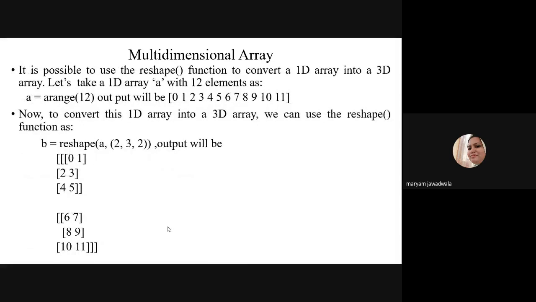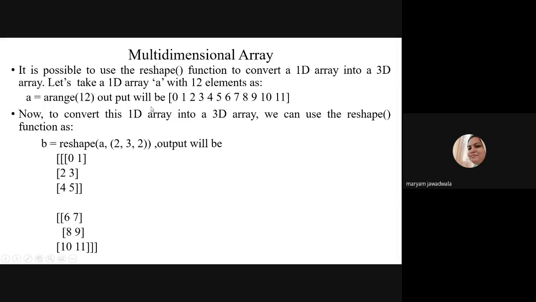Now it is also possible to convert a 1D array into a 3D array using the reshape function, right? So suppose I'm writing one statement a is equal to arange(12). As you already know, the arange method is one of the methods of creating a 1D NumPy array, right? So what will be the output of this function? 12 elements starting from 0 to 12 minus 1, that is 11. Total 12 elements are present in the 1D array.